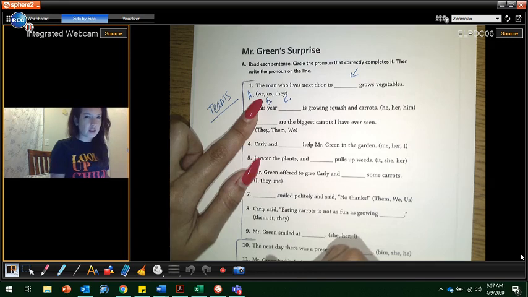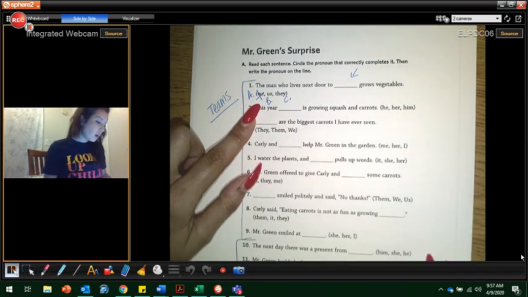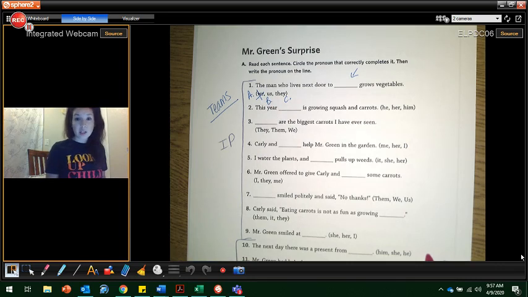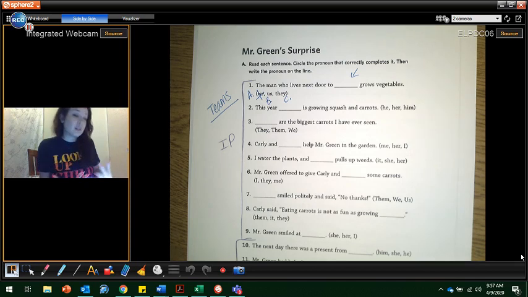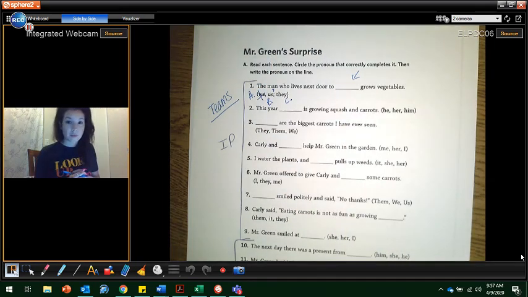Do you agree that that doesn't make sense? We can hear it, right? We can hear it because we speak this way. The man who lives next door to us grows vegetables. Well, "us" is an object pronoun. We know they are receiving the action of someone living next to them. So that could be a good option.